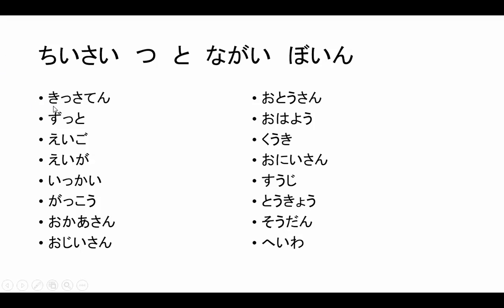So this is kissaten. Kissaten. Okay, so rather than a long E sound, it's more giving like an extra S. Kissaten. Okay? The next one is zutto. Zutto. Again, a little bit of an extra T sound in there. This is eigo, which means English language. Eiga, which means a movie. The go versus ga makes a huge difference. Important. Let's go to English language. Let's go to movies. Yeah.